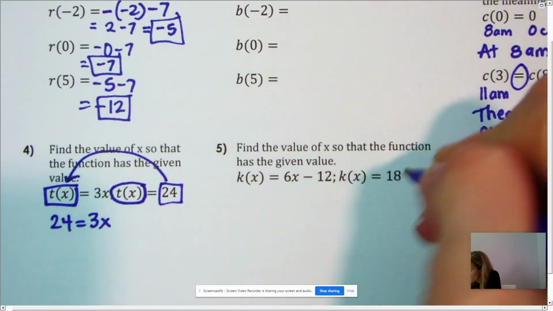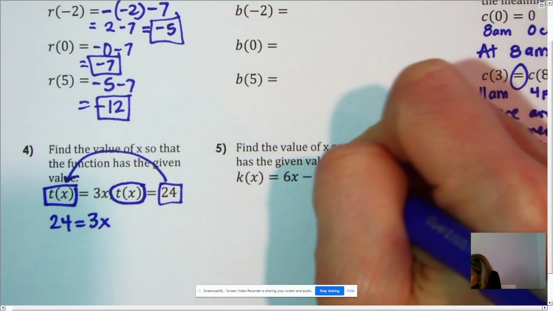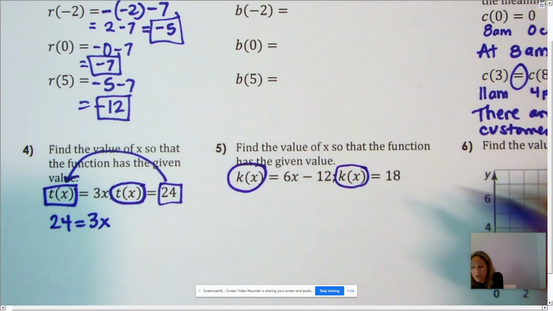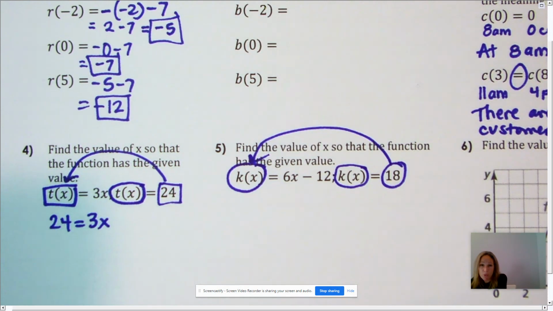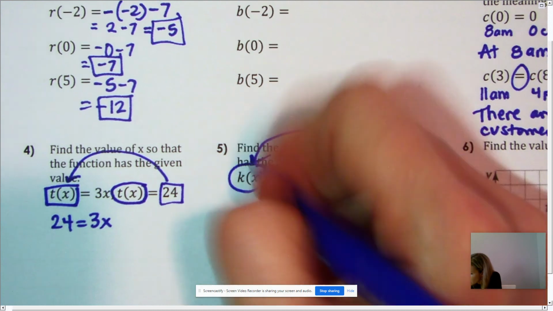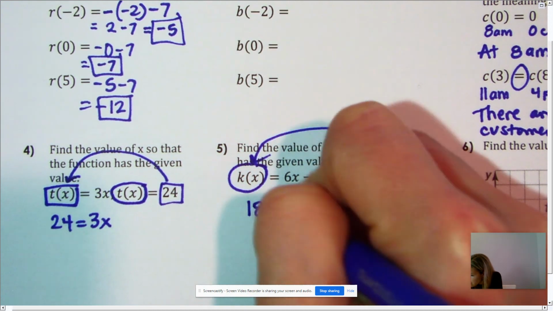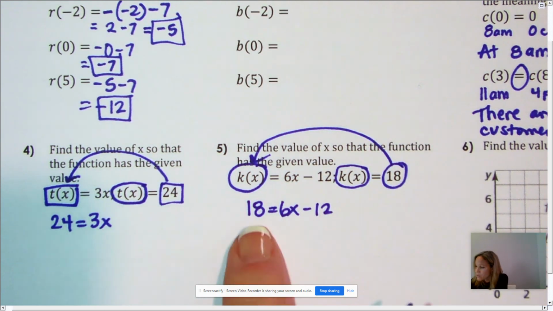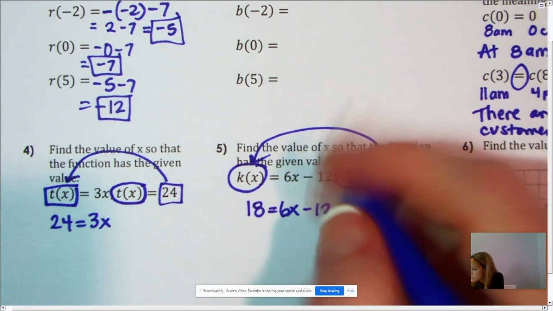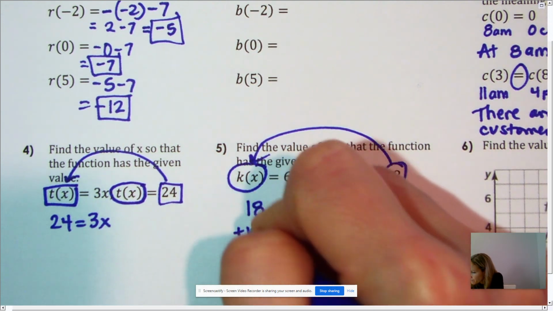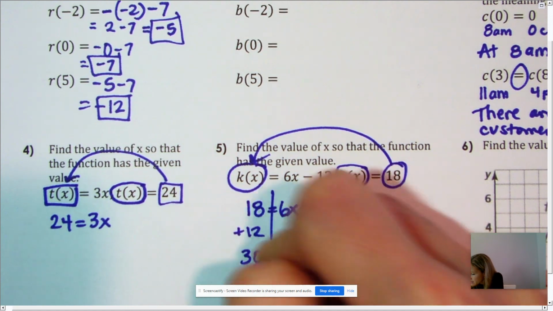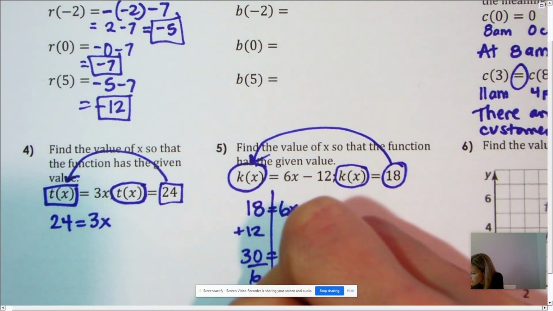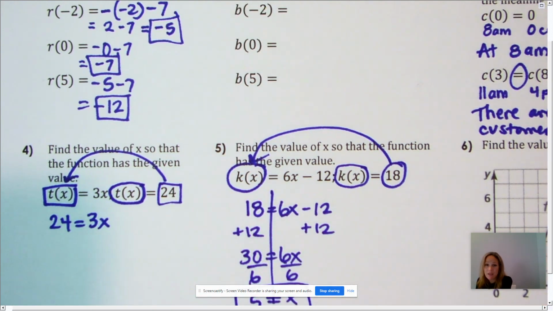This one, same type of problem, okay? It's telling us the value of the function, the whole function, not x, the whole function is 18. So it's giving us the output, not the input. Okay, it's telling us you find the value of x that makes the whole function equal to 18. So I'm going to add the 12 to get 30. And then I'm going to divide by the 6. And so I get x is equal to 5. So the value of x that makes that true would be 5.